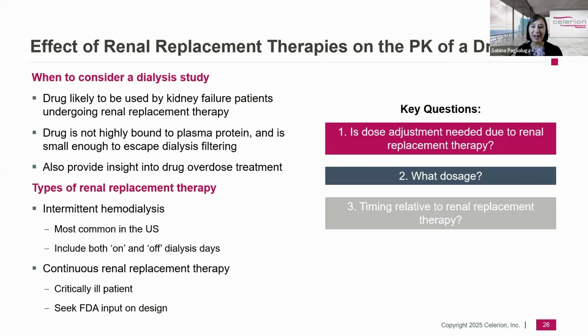In the US, intermittent hemodialysis is the most common dialytic modality and typically recommended for these PK studies. In this case, each participant should receive the study drug both on and off the dialysis. And then continuous renal replacement therapy is typically used in the ICU setting for critically ill patients. If this type of dialysis modality is being considered, then the FDA recommends to reach out for input on the study design.